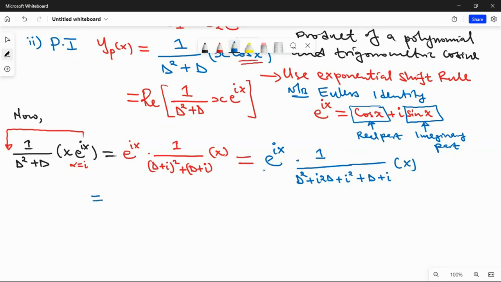So if I simplify that further, remember i squared is -1, so you can put i squared to be equal to -1. So you'll have exponential ix, 1 over d squared. Then let's combine the i's. I can see there's i2d plus another i. I can combine those with the d only. So you can just write plus i into 2d plus 1. Then i squared is -1, so that's -1, operating on x.